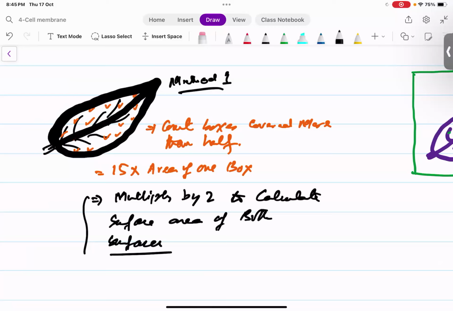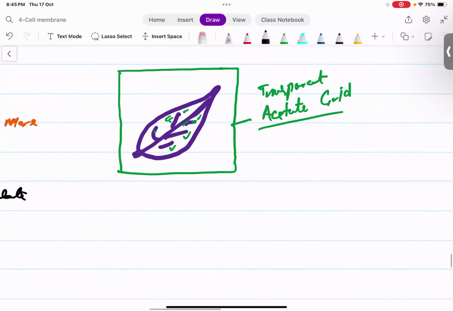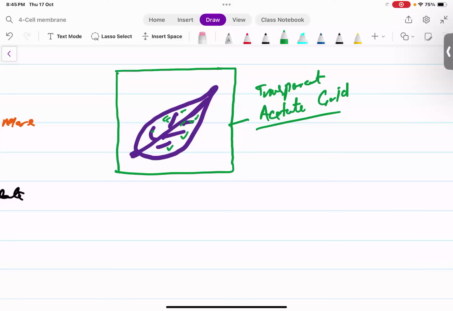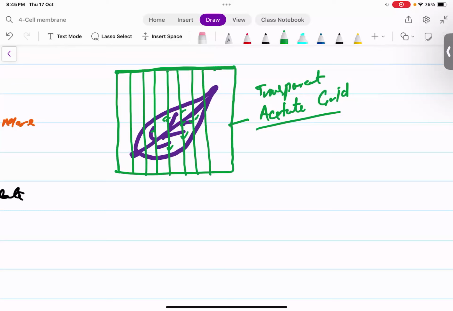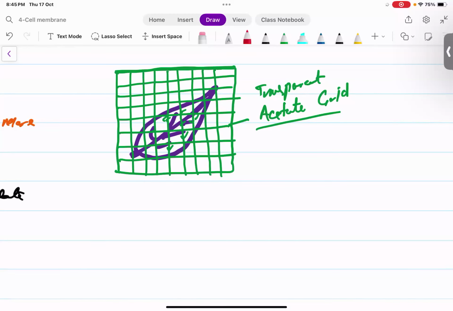There may be different ways of doing it, but one of them is that you place a transparent grid which has divisions of some known dimensions on this acetate grid, a transparent paper or transparent grid, and this would be like this. And what we have to do is we know the size or the area of one box. We will have to count the number of boxes overlapping the outline of this leaf.